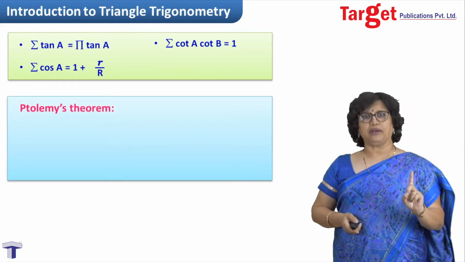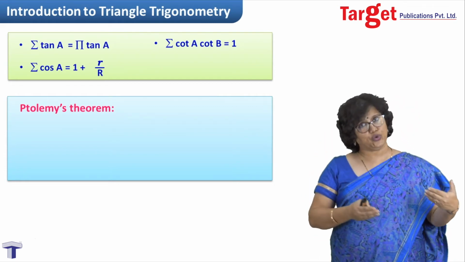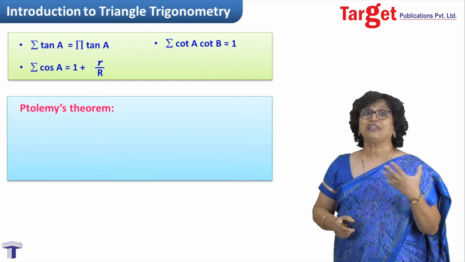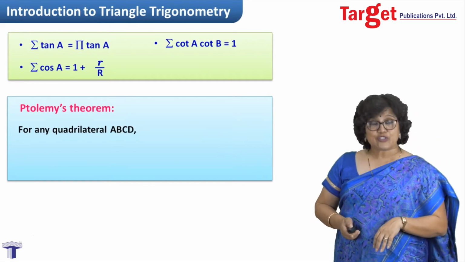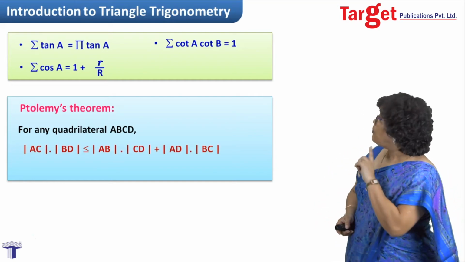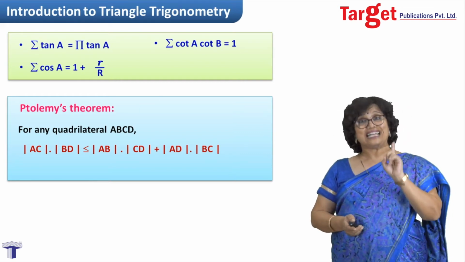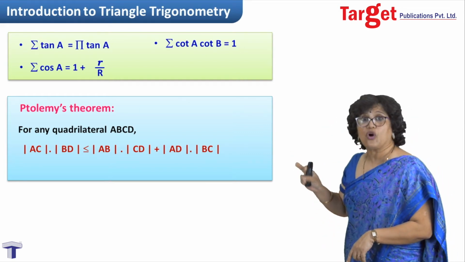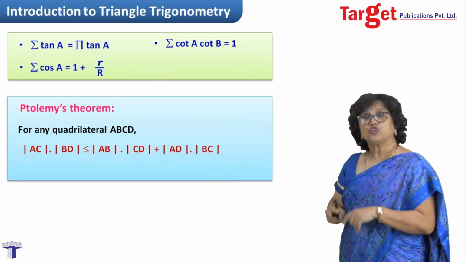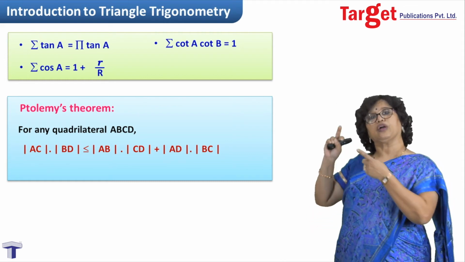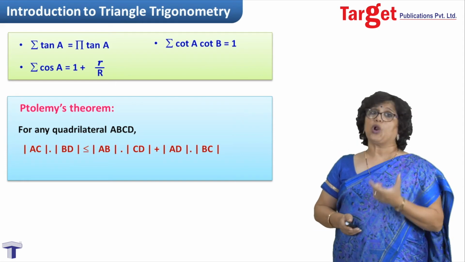And there is one important theorem which is actually of geometry, but if you know that and if you try to use it in triangle trigonometry, no one is going to see which method you have used. But a very, very important theorem, and that is Ptolemy's theorem, which says for any quadrilateral ABCD, product of AC and BD, means product of the diagonals, is always less than or equal to sum of the products of the opposite sides. AB and CD are opposite sides. AD and BC are opposite sides. So you take product of AB and CD, take product of AD and BC and add them. Now this expression is always greater than or equal to product of the diagonals.